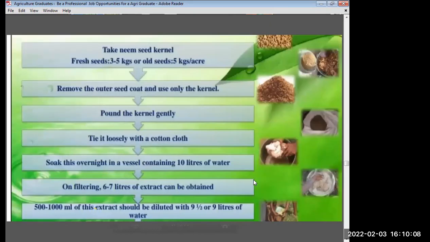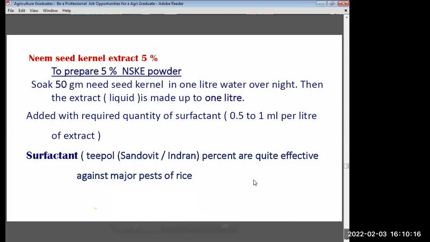Here, another one is neem seed kernel extract 5%. How to prepare this? We have to soak 50 grams of neem seed kernel, covered with a cloth, in 1 liter of water overnight. Next day, that extract has to be filtered and made up to 1 liter. Suppose after soaking it reduces by some 10 ml or 50 ml, so make it up to 1 liter.